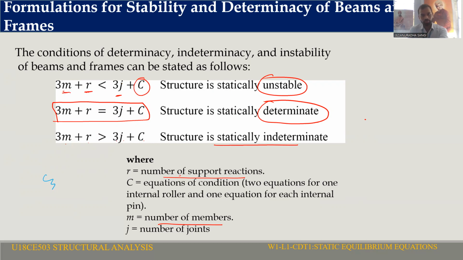Okay, so m is the number of members, r is the number of external support reactions, j is the number of joints, but c is the number of equations of some conditions. Suppose in a beam or frame a hinge is there in between. Then the static indeterminacy will reduce by 1. That means the c value here is 1. So in case of an internal pin or internal hinge, the degree of indeterminacy will reduce by 1, and c will be equal to 1.